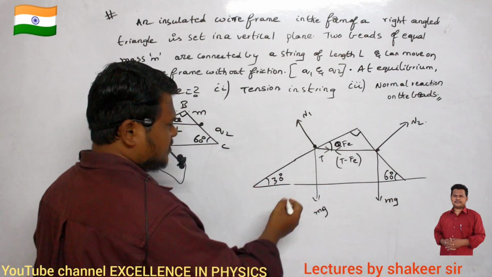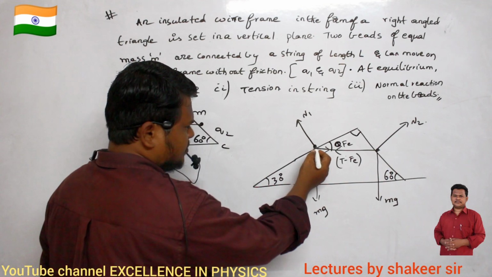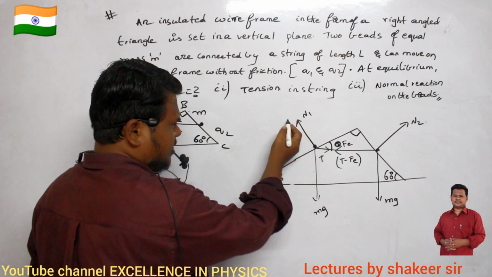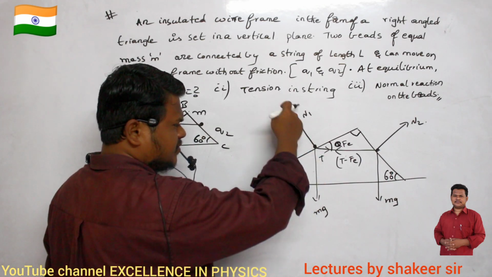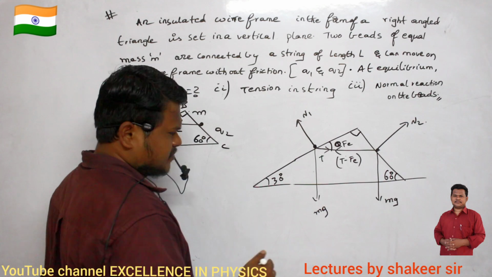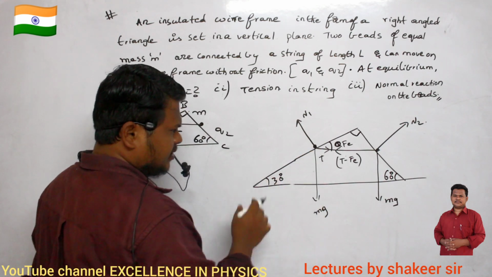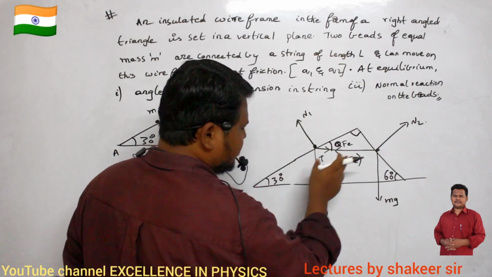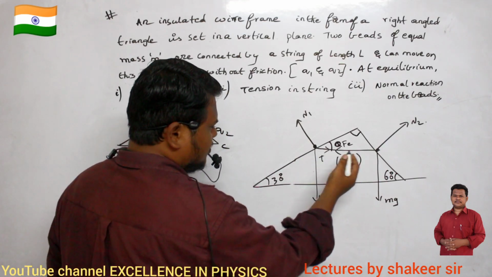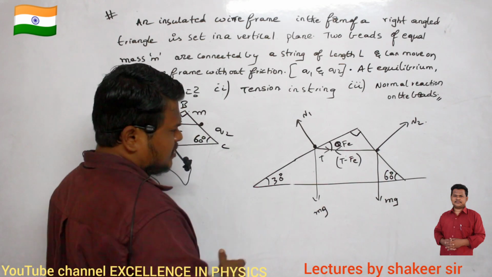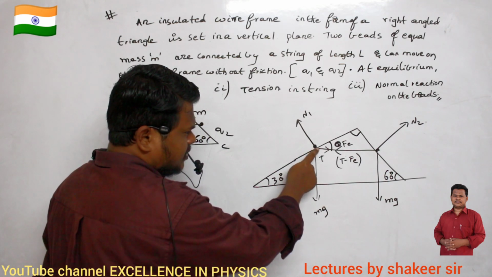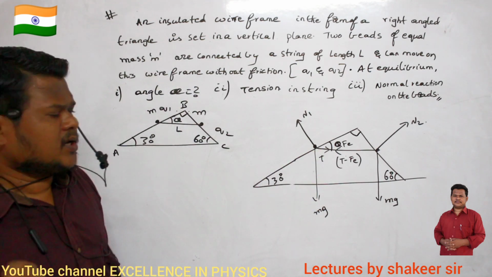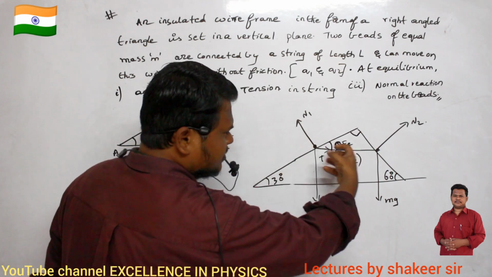So see, if these are the beads resting on this triangular surface, first the normal reaction will be acting, no? The normal reaction will be perpendicular to the contact surface. Its own weight mg will be acting in the downward direction. Similarly, there is a string connecting these two beads. If you take one bead, tension is always a pulling force. It is always trying to pull the bead in this direction.